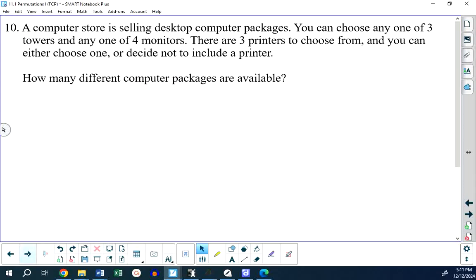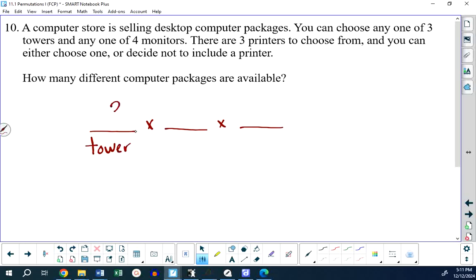A computer store sells computer packages, and a package contains some options. You can choose any one of 3 computer towers, any one of 4 monitors, and there are also 3 printers to choose from, and you can include a printer or not. So this is a situation where you need to make a decision about the monitor, you need to make a decision about the tower, and you need to make a decision about the printer. So how many different choices do you have for the tower? This is the tower. The answer is 3.